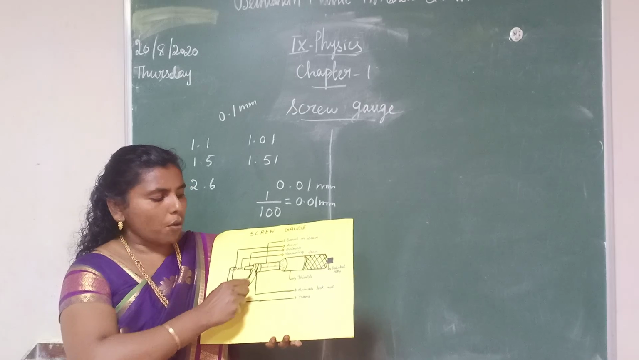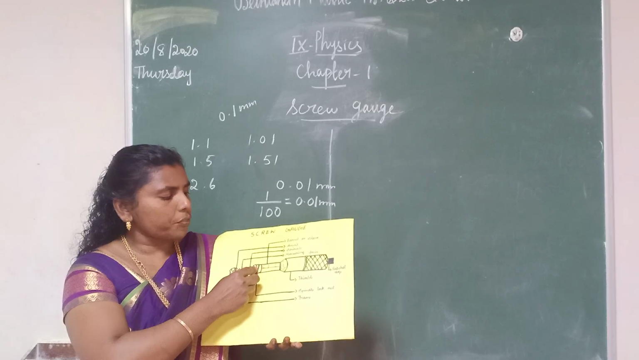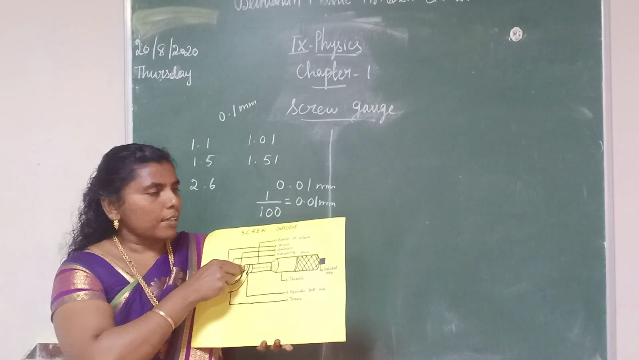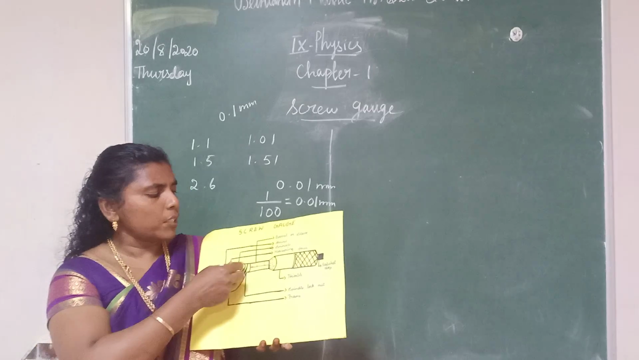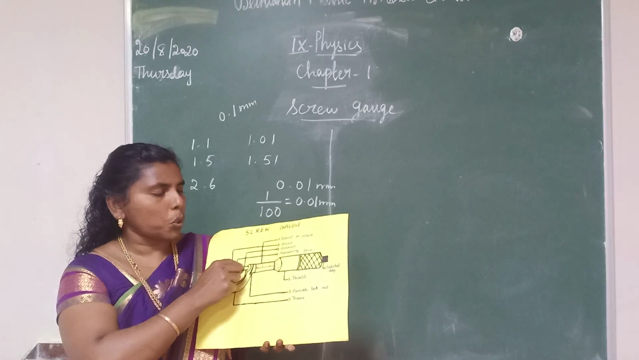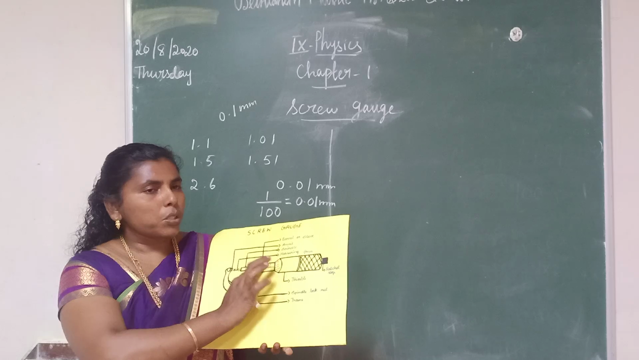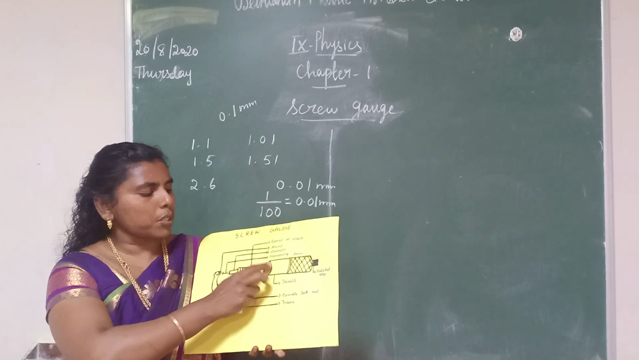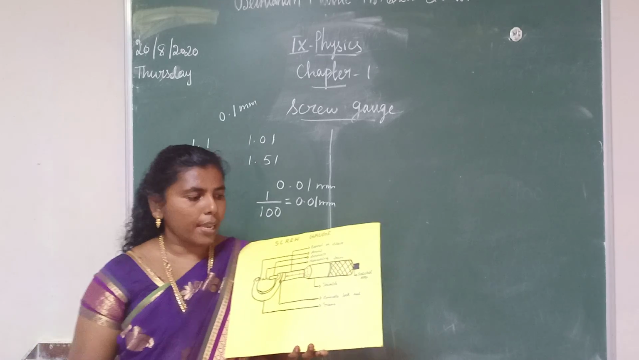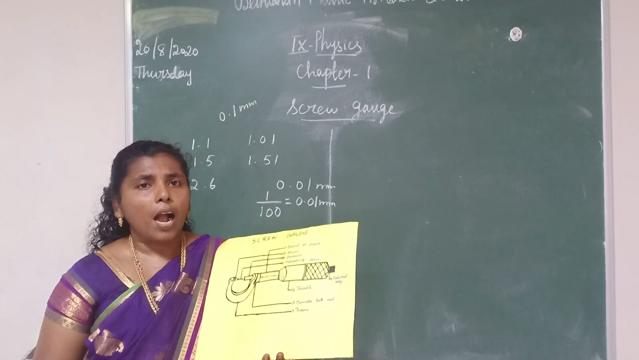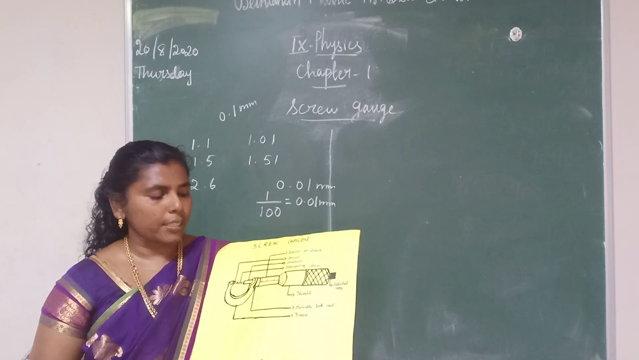So it consists of a U-shaped frame. At the end of the frame, a hollow cylinder is attached. Inside the cylinder, grooves are provided so that the tip of the screw will move inside and come out. Here we have used two scales. What are the two scales? Pitch scale and head scale. How many divisions are on the head scale? 100 divisions.